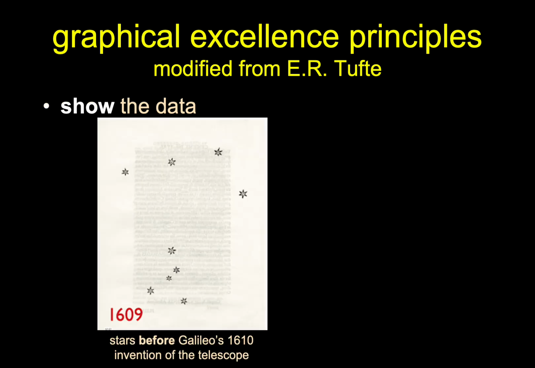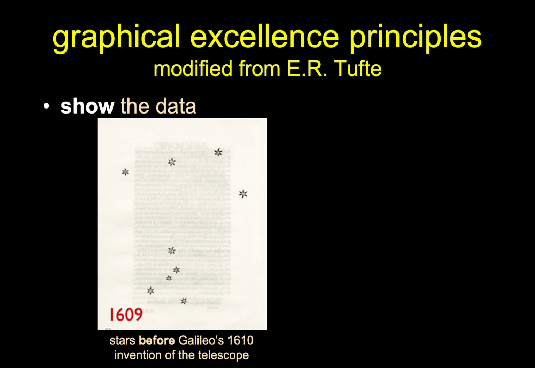Okay, so let's have a look at this. This is from Galileo's notebook. Yes, that Galileo. Before he had his killer telescope, he looked up in the night sky. This is what he saw. So he sketched this out: I saw these stars and this constellation. Okay, that's cool.